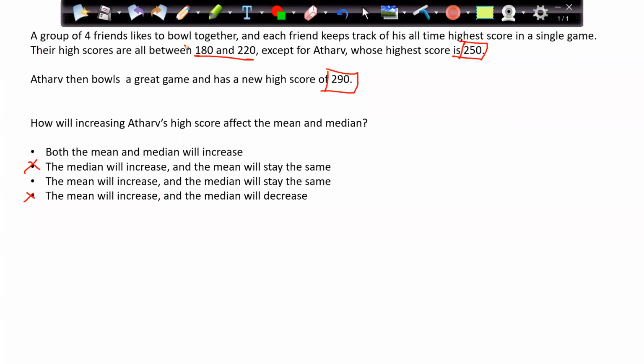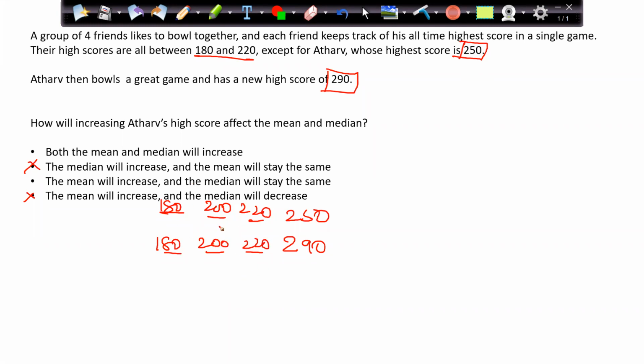A group of 4 friends like to bowl together. Each friend keeps track of the highest score in a single game. Their highest scores are between this and this, except Athar. A group of 4 friends, including Athar. So obviously the value of Athar is 290 now, and earlier it was 250. Now I want to populate 3 values for 3 friends. Let's assume that the score is going to vary from 180 to 220. So let's say I'll give 180, maybe 200 and 220.